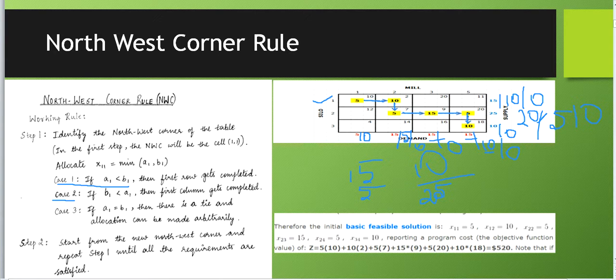After completing the iterations, what we have to do is add up all the values that have been allocated. Starting with the first allocation, 5 into 10, plus 10 into 2, which is the allocation of 10 to that cell, plus 5 into 7, plus 15 into 9, plus 5 into 20, then 10 into 18. It gives me 520. So this is the initial basic feasible solution for the given problem.